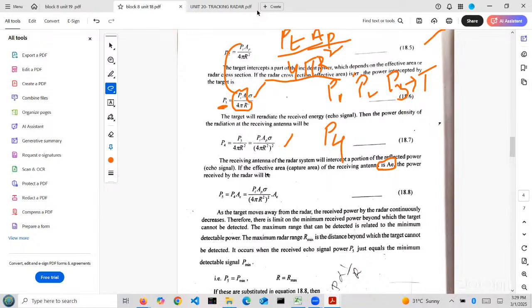See, this one is step by step on the board. What is PT? In this radar range equation, what is PT? Peak pulse power. From this, I am calculating P1.